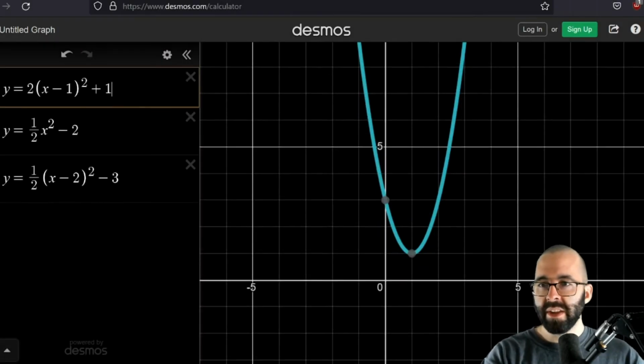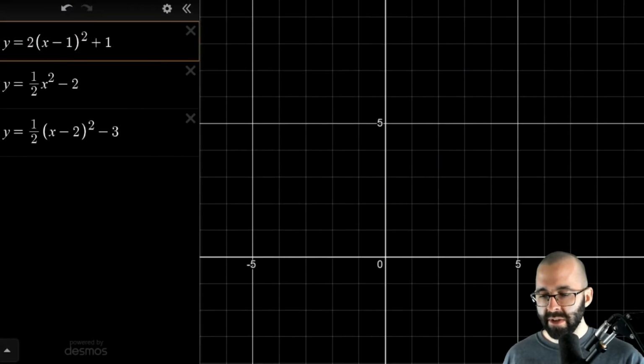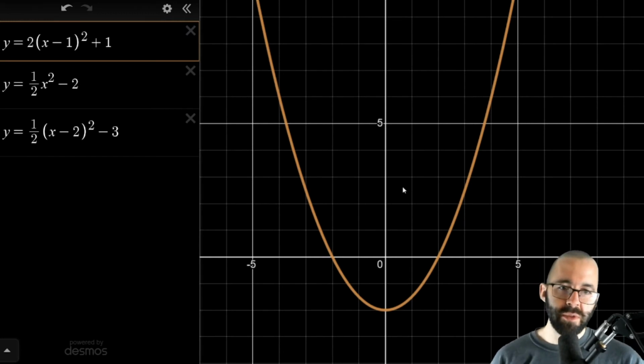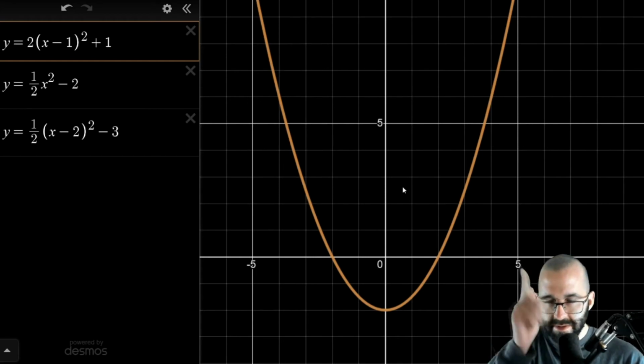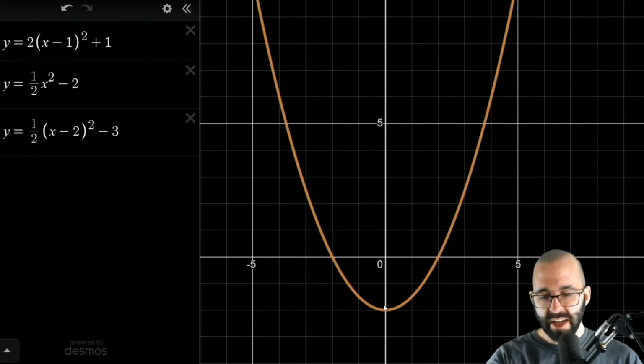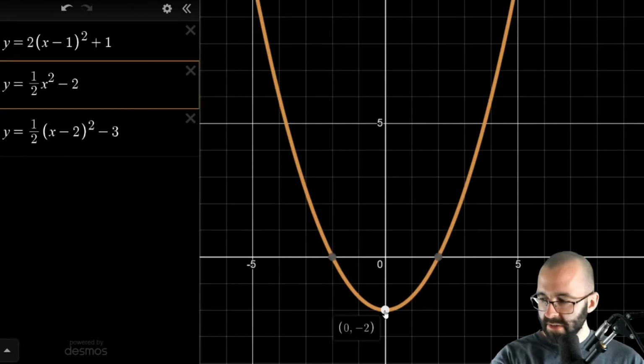Part B. It's going to be this next graph that I have prepared for you. Pause the video. Try to find the vertex, axis of symmetry, zeros, and y-intercept here. Well, the vertex is again the bottom of this graph. That's going to be at (0, -2).